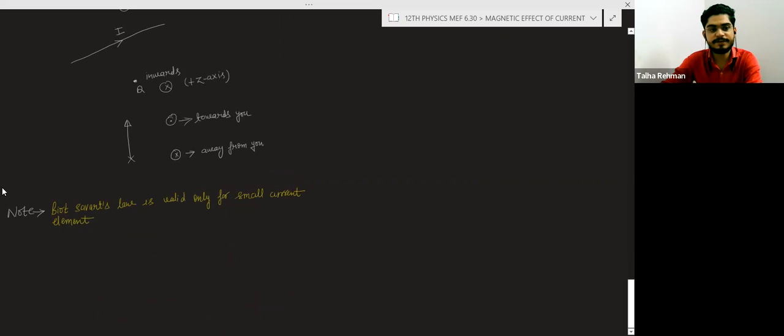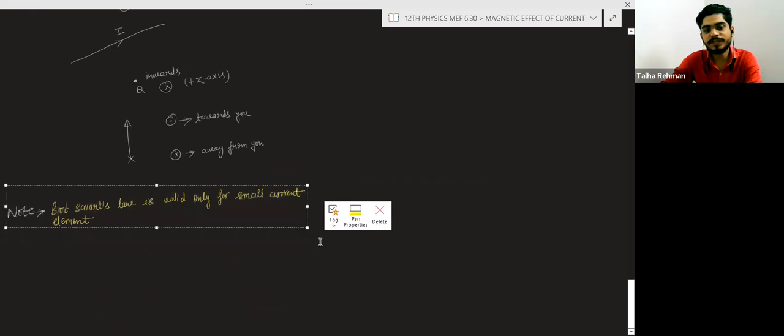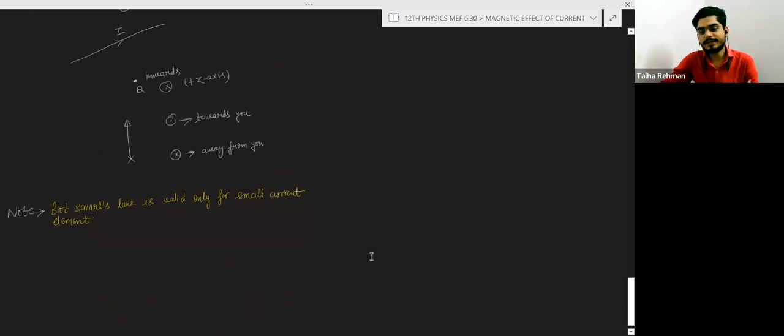This part is very, very important, because students thought that we can find the magnetic field for the whole of the wire by using Biot-Savart's law, but this is not true. Biot-Savart's law is only valid for finding the magnetic field due to a small element of the wire only.